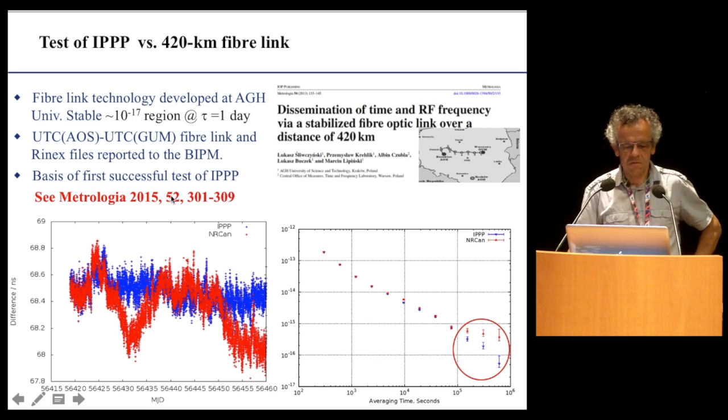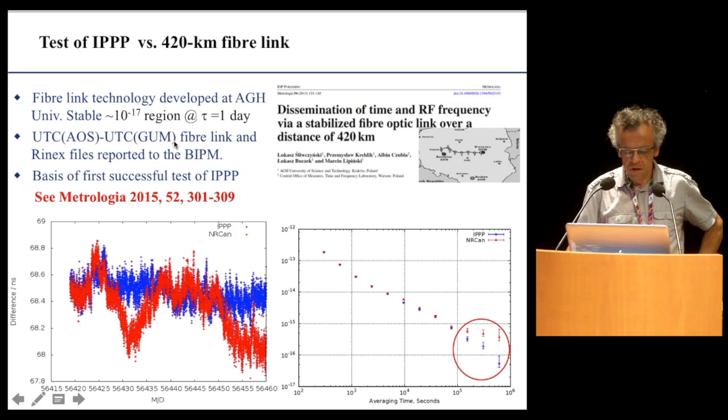In this publication, and also in this presentation, we still have one main source of comparison, which is one fiber link available between two laboratories in Poland, and which has been reported to the BIPM for many years now. This fiber link is easily providing a 10⁻¹⁷ accuracy at 1 day at least. So for us, it's ground truth.